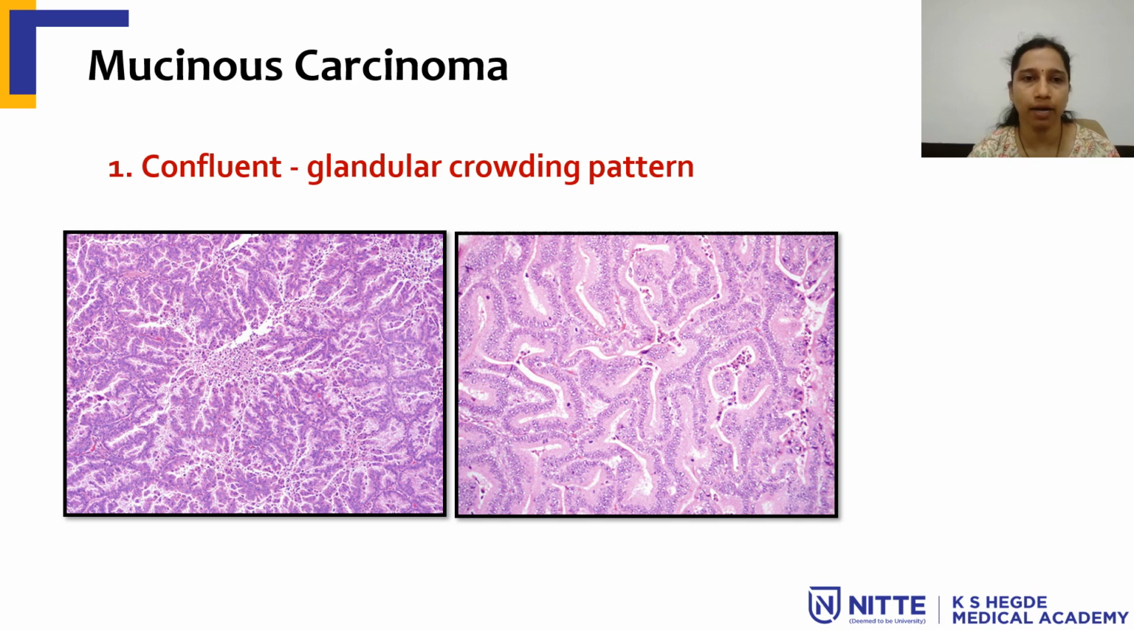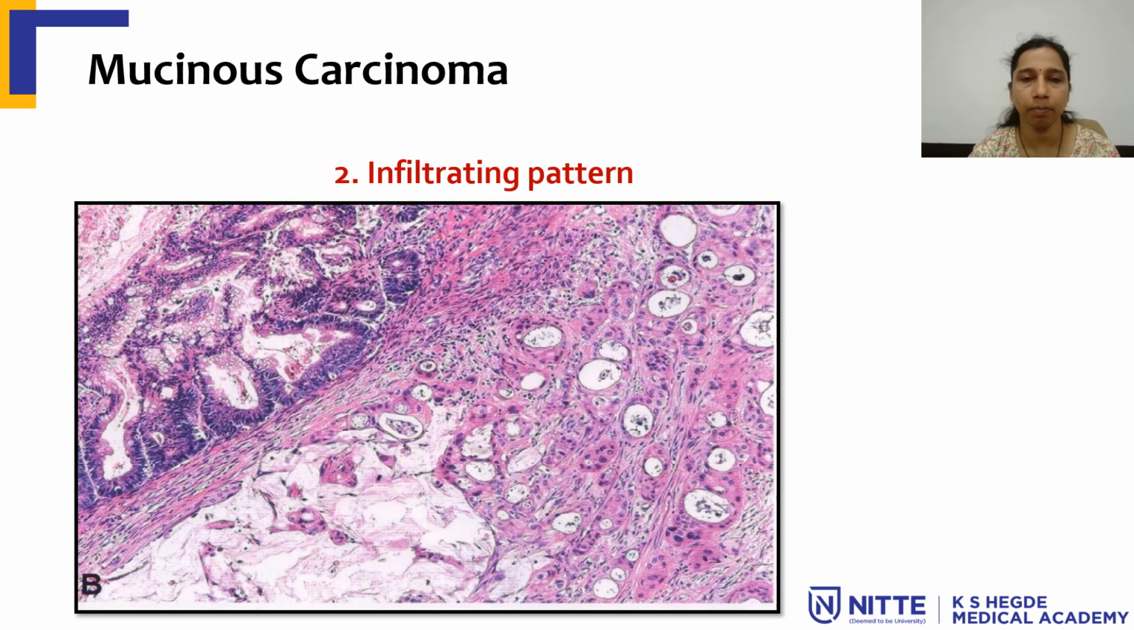So this is the first pattern, which is the most common pattern, the confluent glandular crowding pattern, where we see papillae or glands which are closely packed without intervening stroma. The second pattern is the infiltrating pattern, where we see tumor cells invading the desmoplastic stroma. So this is the stromal component which is infiltrated by the tumor cells.